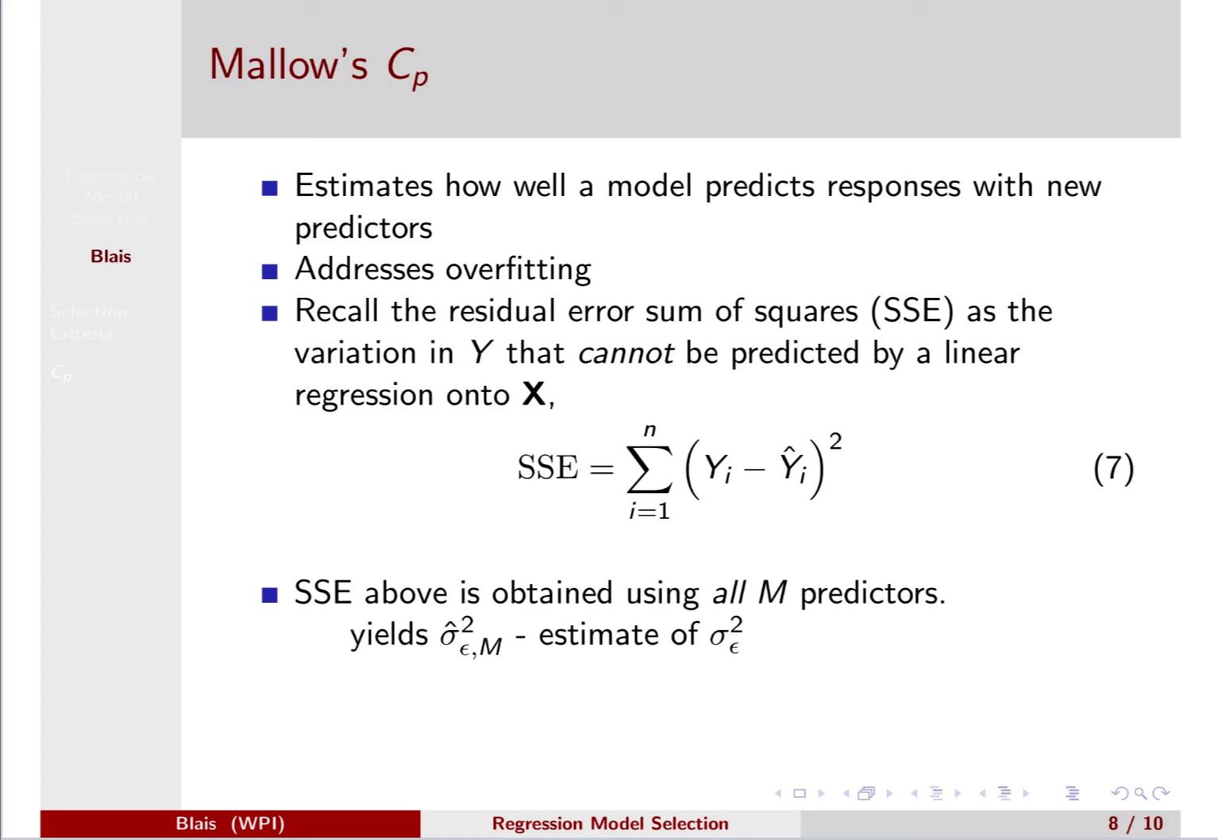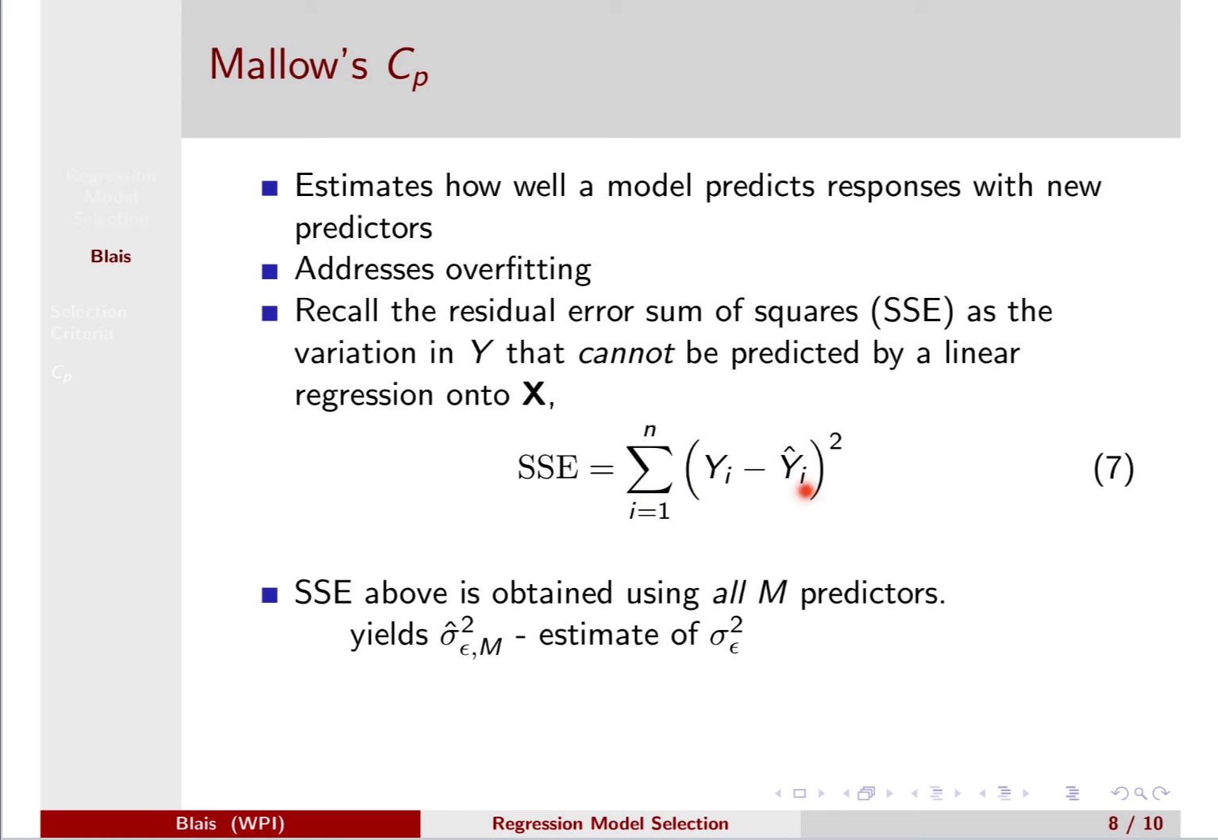Another concept is this one of Mallow's CP. And the idea here is that we're going to estimate how well a model predicts responses with new predictors. And we're going to try to address overfitting here through use of CP. And really the idea here is that you have a set of M predictors, and you want to try to decide how many of them, more specifically, what subset of them you should use. And we do that by using this residual error sum of squares, SSE. So let's recall that the residual error sum of squares is defined in this way. So it's the sum over all the observations of the squared difference between the observed response and the fitted response. The fitted response coming from your regression.